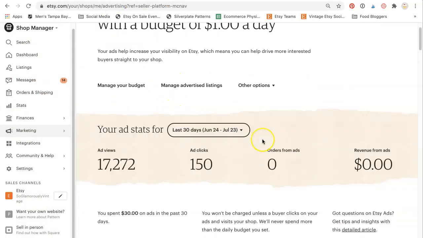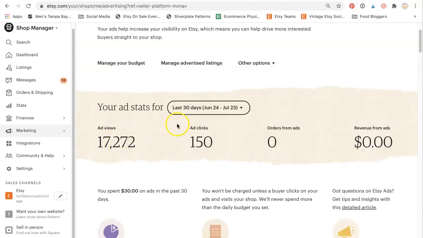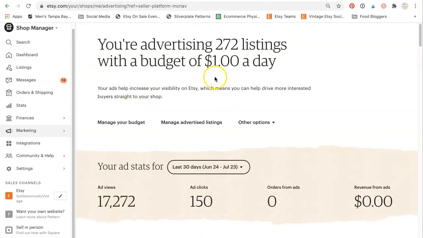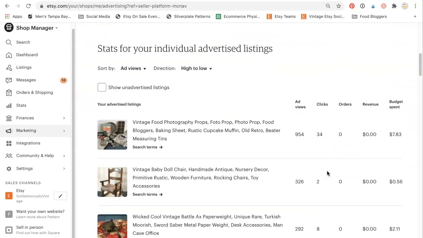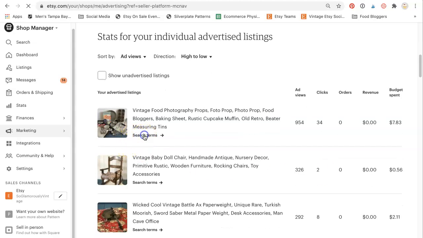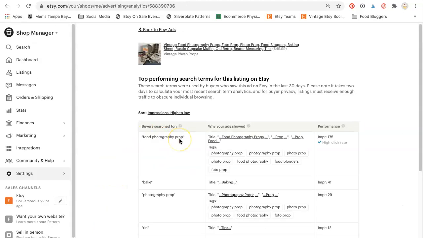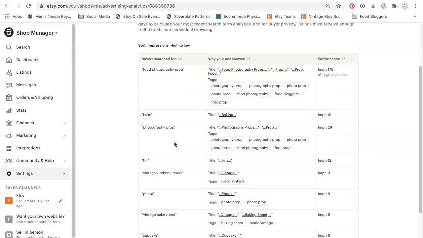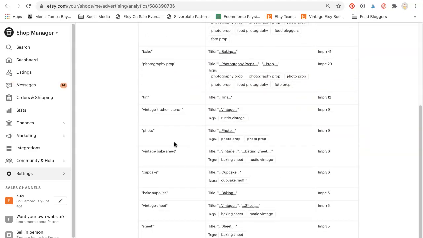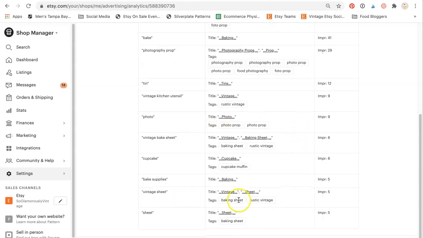Etsy vintage shop, I have spent $30, $1 a day for the last 30 days, and made $0 revenue from ads. Now, I can say I really like having this, which will tell you the search terms specifically for each kind of product. So that's getting photography props, photography, rustic vintage, photo prop.